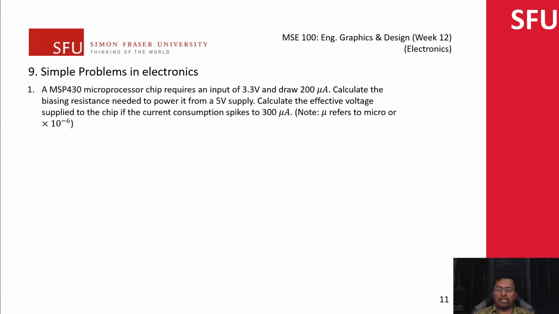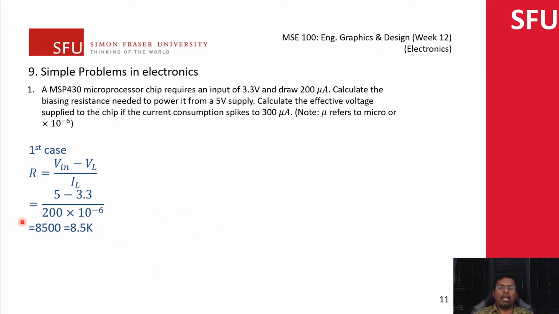So let's look at the first example. In this case, the R needs to be V in minus V L divided by I L. So this is 5, 3.3, 200 micro, so 10 to the minus 6. We can actually calculate and then figure out what the voltage is going to be. This is fairly simple, and then you substitute in the numbers, it comes to 8500 or 8.5 kilo ohms. Typically you just put 8.5 K, and because it's a resistance, you know that it's going to be in ohms.